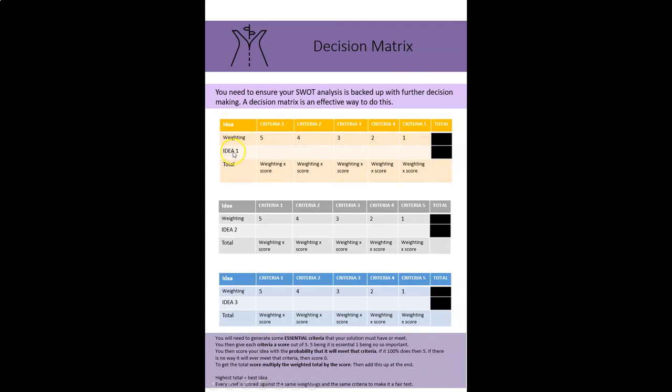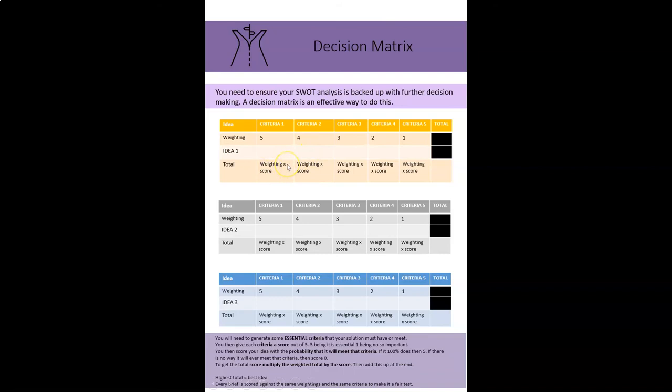You then pop your idea into the table. You then score your idea against the criteria. So would this idea meet this criteria? If it 100% will, then you give it a 5. If it absolutely won't, as in it is impossible that it will meet this criteria, no matter how hard you try, you give it a 0.